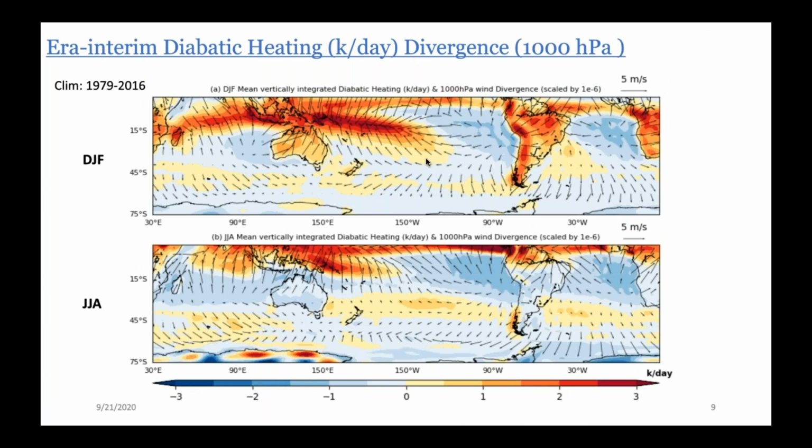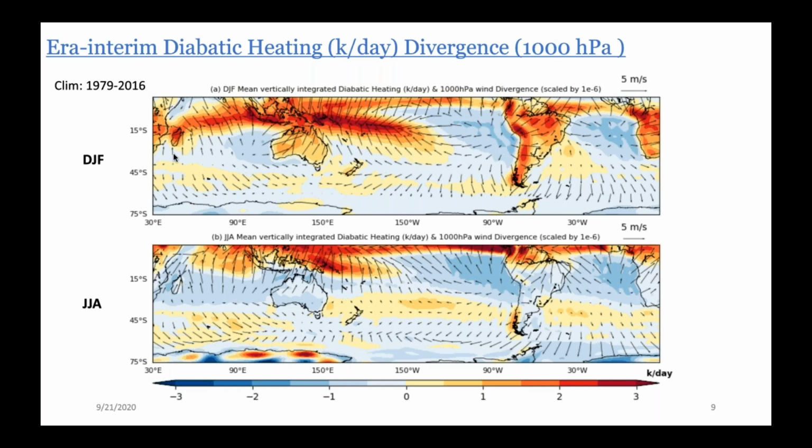As a residual method, and the vector shown here is the 1000 hectopascal wind divergence, so basically a surface divergence. And other than the land, one of the prominent heating regions in the Southern Hemisphere, which is stronger in strength, is over the West and South Pacific. And there is a strong convergence associated with it. There is more wind vector with the vertically integrated diabatic heating.